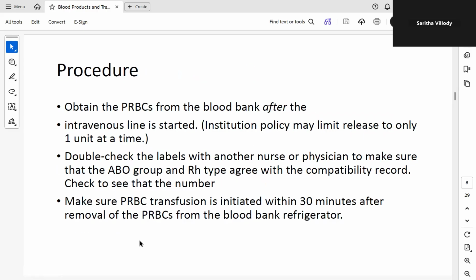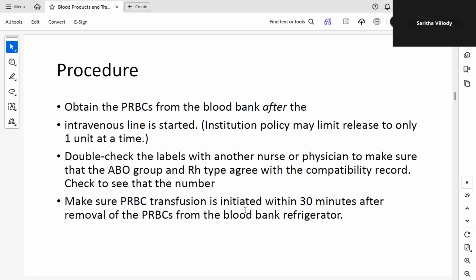So we obtain the blood from the blood bank. You do not let it stay outside for more than 20 minutes. If you're not ready to transfuse, don't get your blood from the blood bank. You should be ready when the blood arrives. You already have made sure that their vital signs are stable. They don't have a fever, everything is stable, and they have an established IV line before asking for the blood product. Then we do the independent double check with another nurse or physician to make sure that it is compatible.